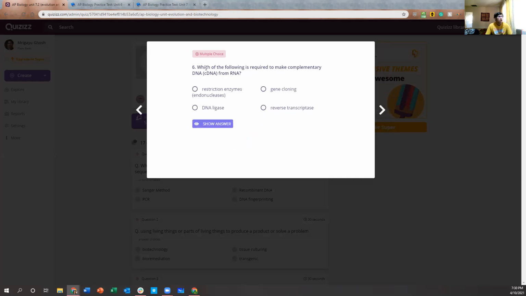Which of the following is required to make complementary DNA, cDNA, from RNA? Well, we just said if you want to make DNA from RNA, you have to go backwards in transcription, so it's reverse transcriptase.